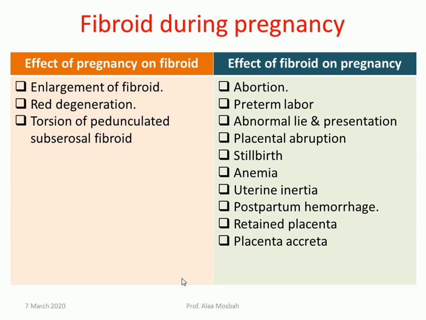What is the effect of fibroid on pregnancy? Abortion or miscarriage, preterm labor, abnormal lie and presentation, stillbirth, placental abruption, anemia, uterine inertia and postpartum hemorrhage, retained placenta and placenta accreta.